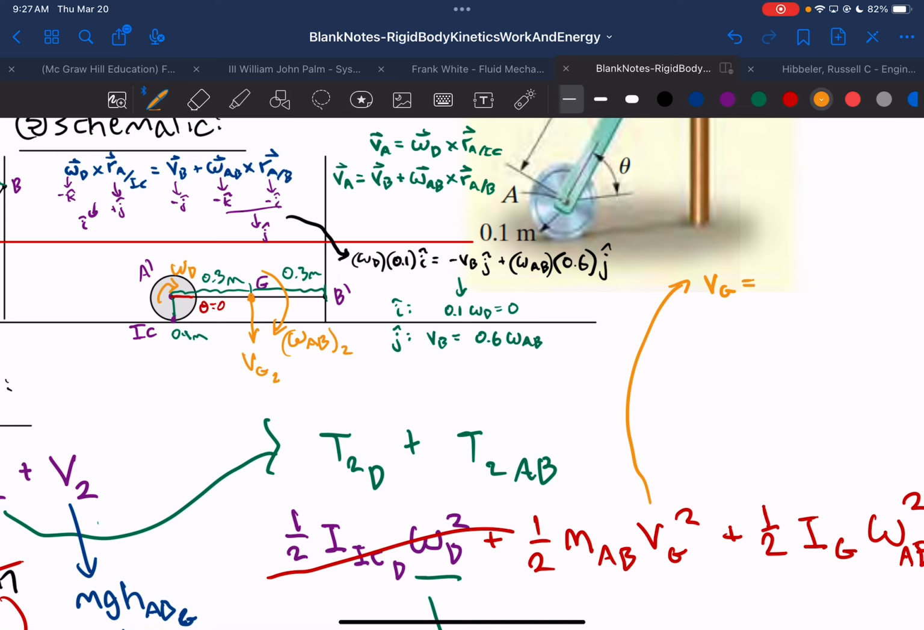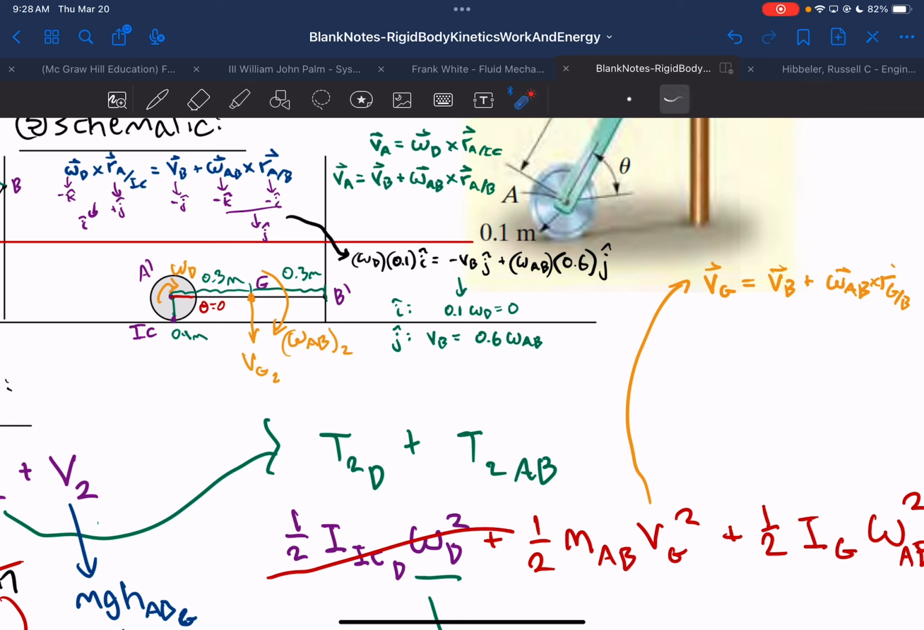How would I relate my velocity? What is VG equal to? Would it be equal to VB plus omega AB cross R of G with respect to B? Good. Thank you. Beautiful. He's right.